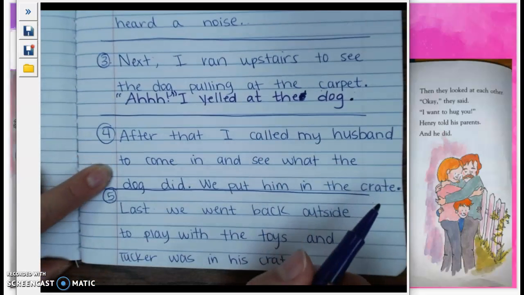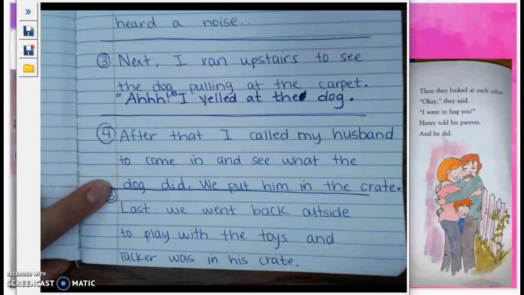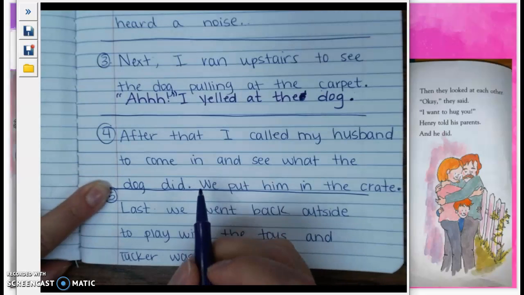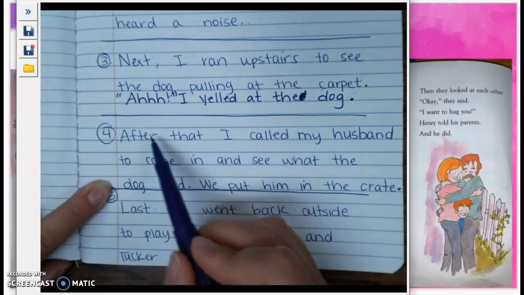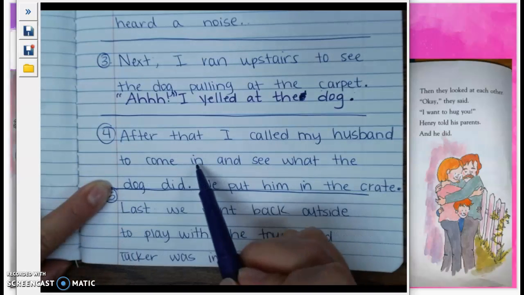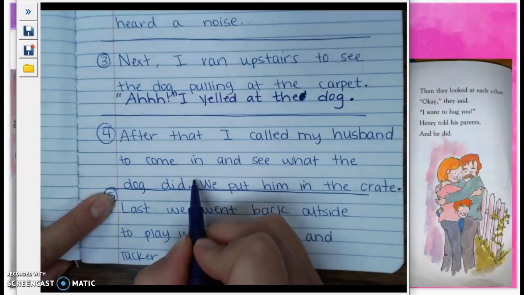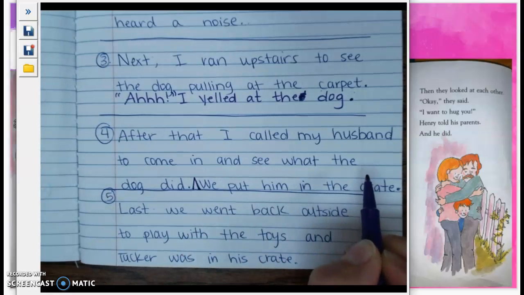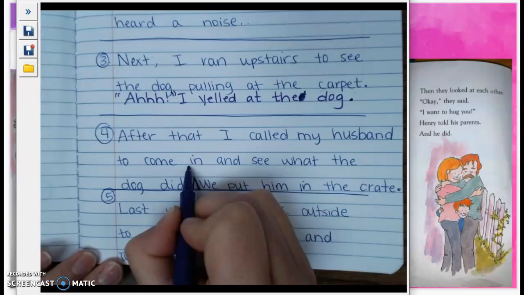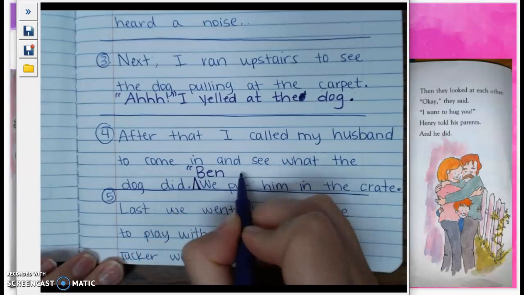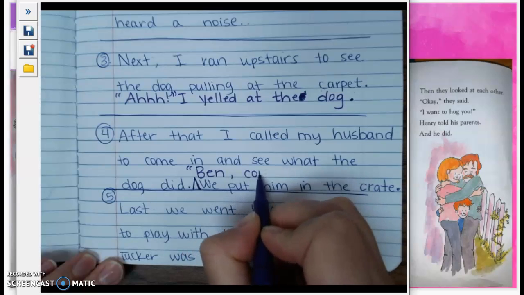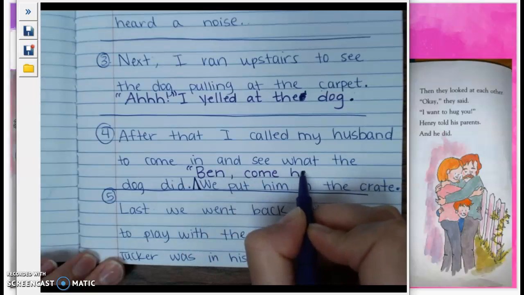After that, I called my husband to come see what the dog did, and we put him in his crate. I'm gonna add right here, after that I called my husband to come in and see what the dog did. I'm going to add right here a little caret. This is called a caret. I'm going to add a statement right here about dialogue. In quotation marks, I'm going to say, "Ben, come here."